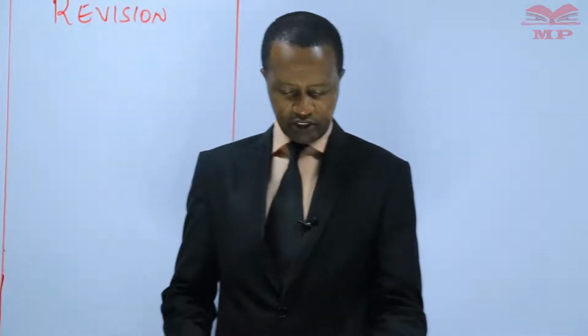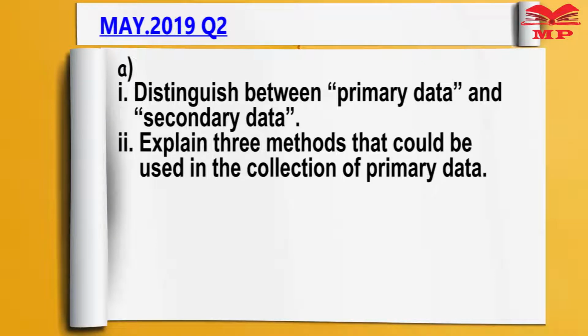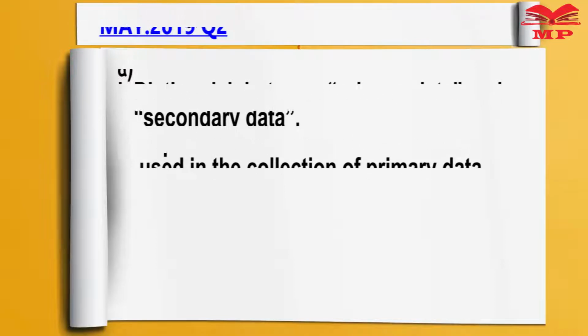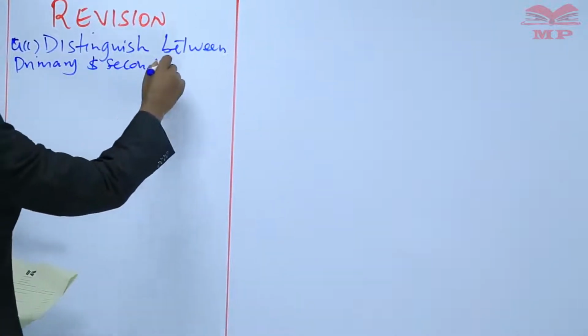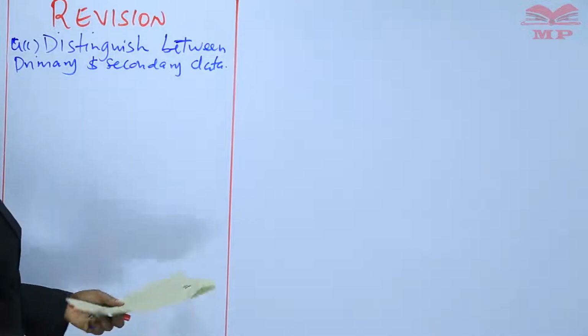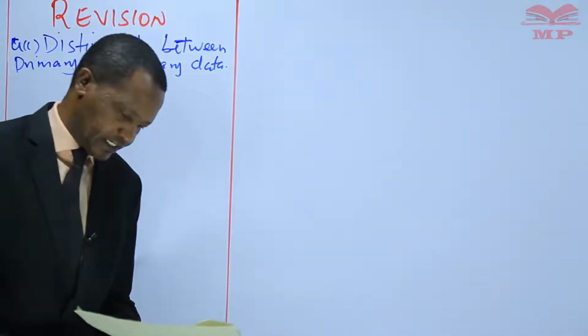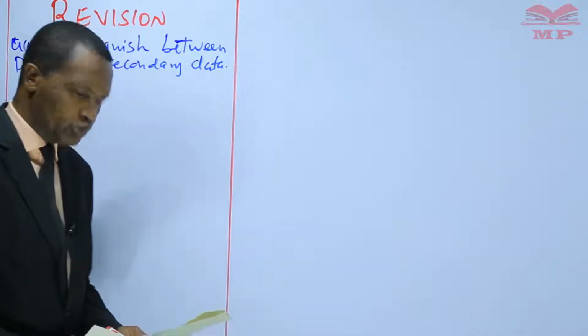The question reads as follows. Distinguish between primary data and secondary data, 2 marks. Explain 3 methods that could be used in the collection of primary data, 6 marks. Distinguish between primary and secondary data, 2 marks.